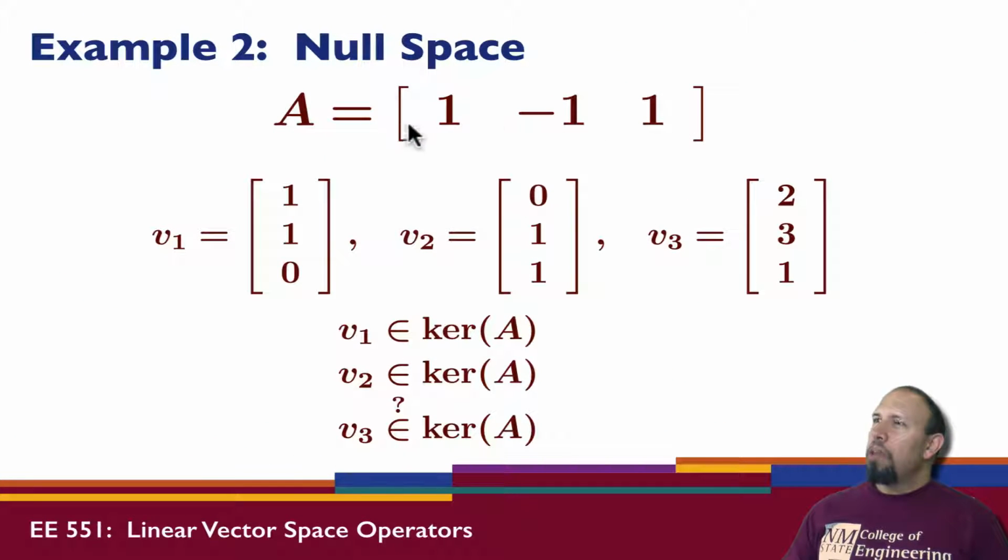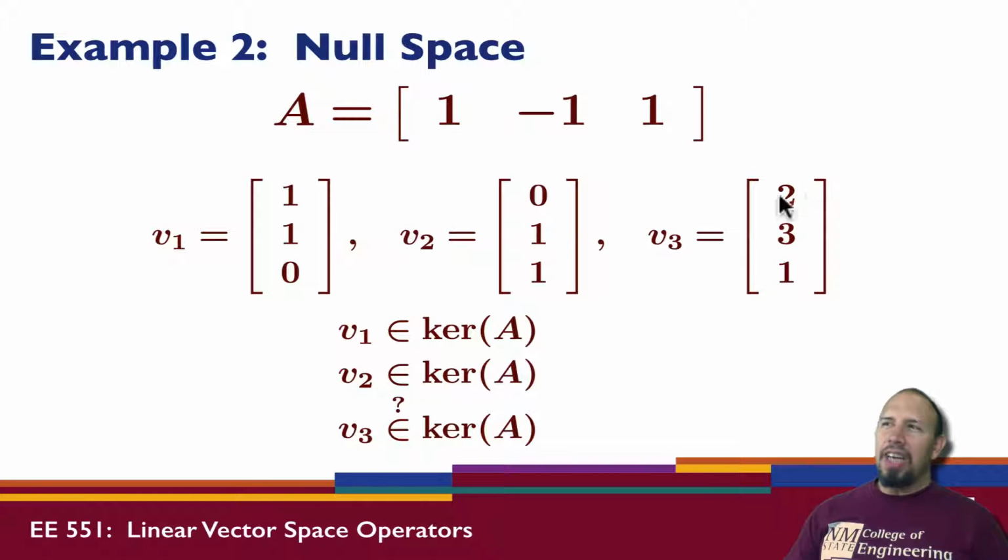Here's another matrix. In this case, it's just a row. And I have some vectors that I can use to test. So this vector, if I multiply this row by this column, I'll get 1 times 1 minus 1 times 1 is 0, plus 1 times 0 is 0. So this gives me 0. This shows that V1 is in the kernel of A. If I take this row and multiply by this column, I'm going to get 0 times 1 minus 1 times 1 plus 1 times 1. That gives me 0. So that shows that this is also in the kernel of A.